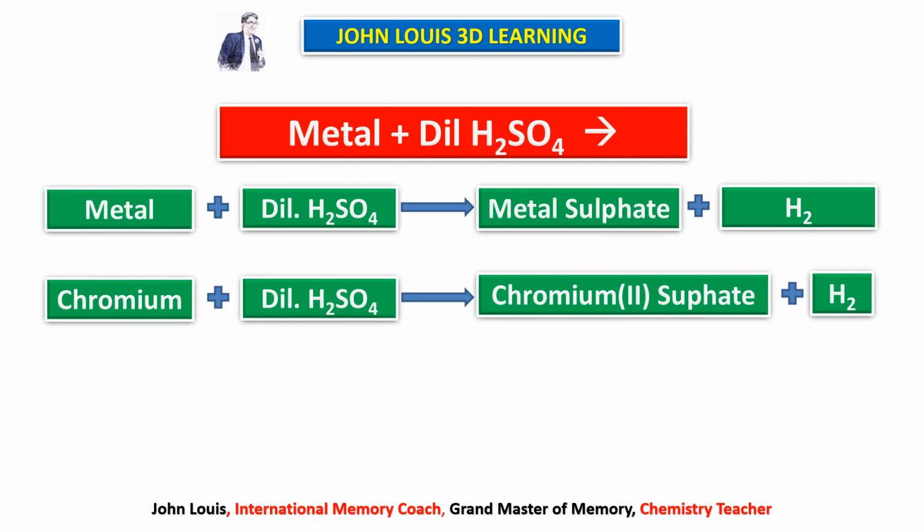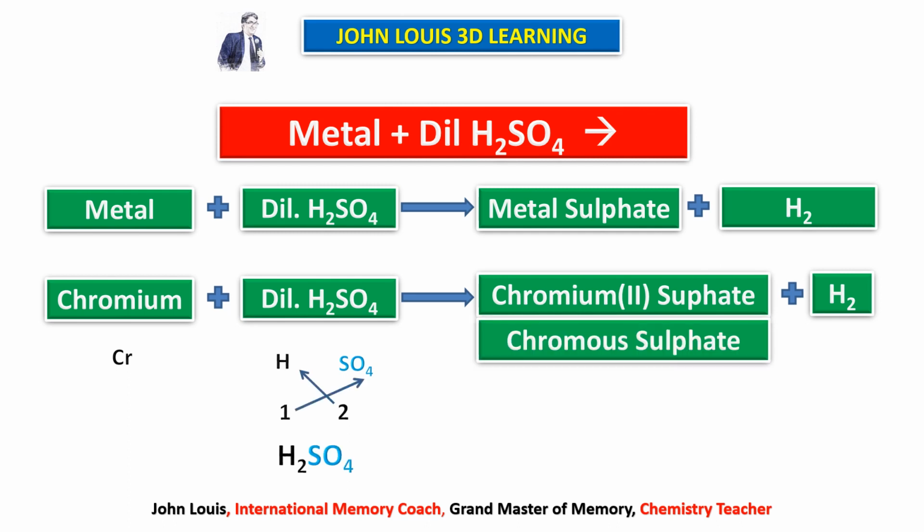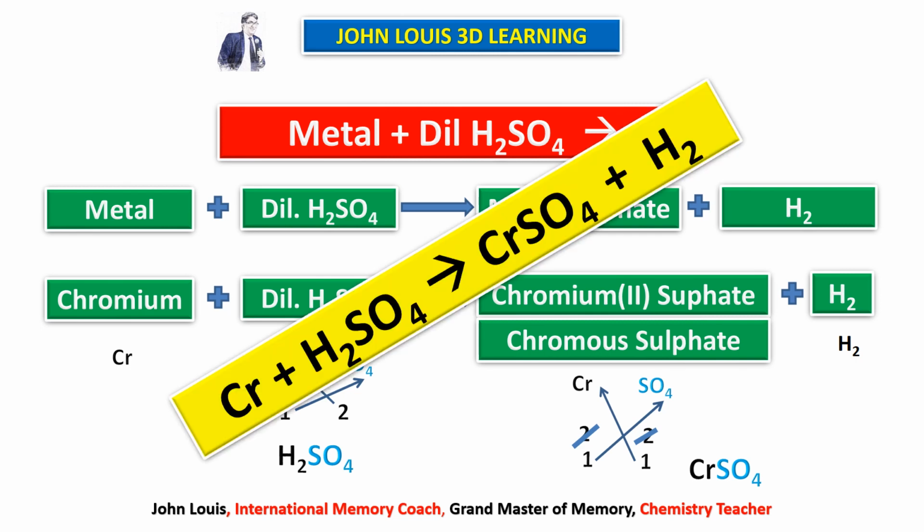What is chromium 2 sulfate? It is otherwise known as chromous sulfate. Am I right? So now how to write the equation? Sulfuric acid is H, SO4, 1 and 2; if you interchange you get H2SO4. Chromous sulfate: chromium is Cr, sulfate is SO4, valency 2, sulfate valency is also 2, and if you simplify you get 1:1, and if you interchange you will get CrSO4, then plus H2. Therefore what is the equation? Cr plus H2SO4 gives CrSO4 plus H2.